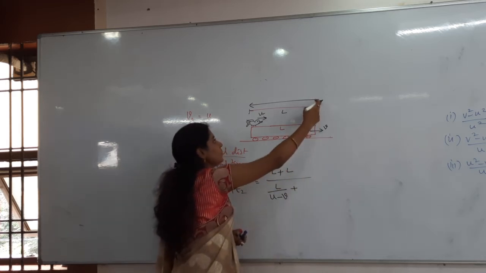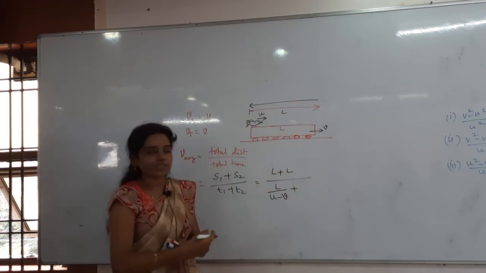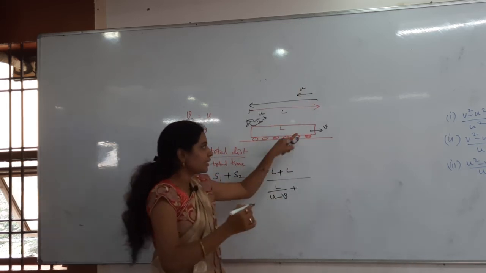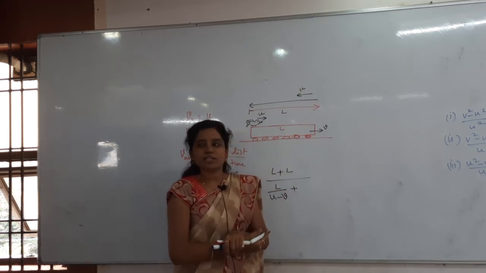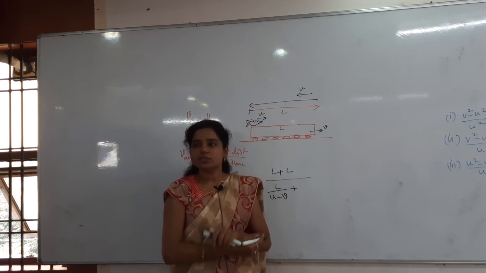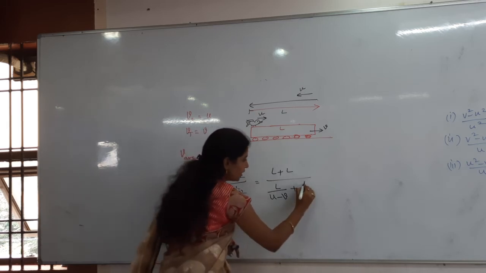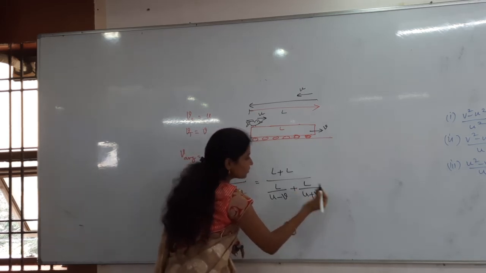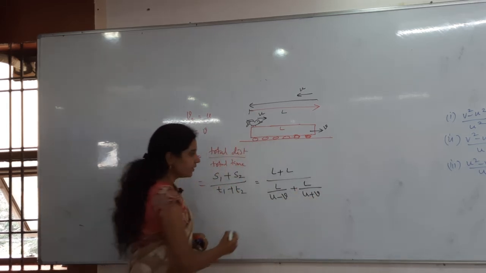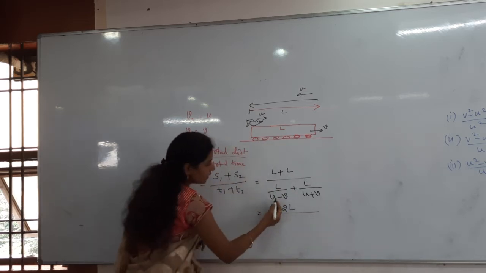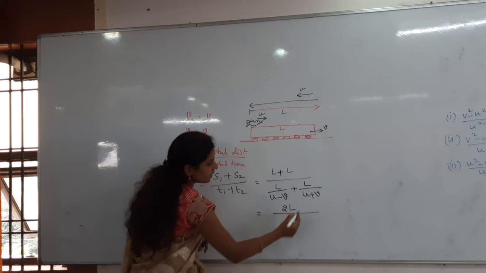Next time, what is happening? It is flying in the backward direction. Now the velocity of the bird is in this direction, and the train is moving forward. What is the relative velocity? Both are in opposite directions, so U plus V, no? So that is L divided by U plus V. Clear? Then here, L plus L is how much? 2L divided by, L by V minus U minus V, L by U plus V.